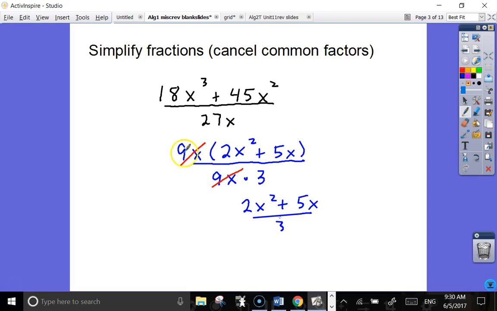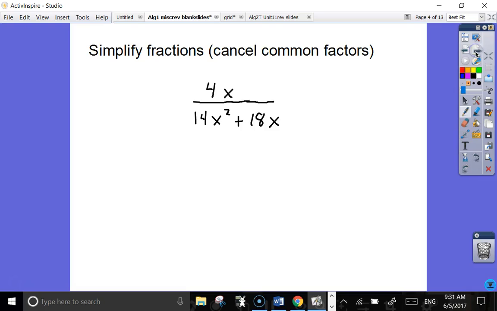Because I divided out a 9x. Yeah, I know, but how did it go from third to the square? Because what's x to the third divided by x? If I do x to the third over x, what do I get? Oh, okay. I get x squared. Yeah. Pass over here. Yeah, Connor. Yeah, essentially 9x over 9x is 1, so that means they cancel, right? And that's what we're looking for, common factors, okay?